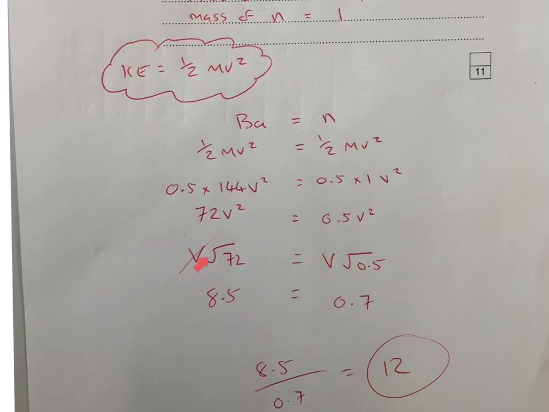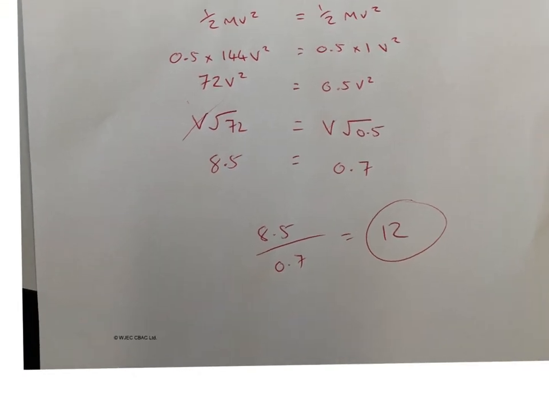Simplify that. So I've got 72 v squared equals 0.5 v squared. How do I get rid of the v squared to just get v on its own now? It's square root of 72 equals square root of 0.5. Now I've done that, I can cancel the v's out. So I've got 8.5, which is the square root of 72, equals 0.7. How many times does 0.7 go into 8.5? It's going to be 12 times. So there's your 12th, and that's proving that it is a 12th of it.